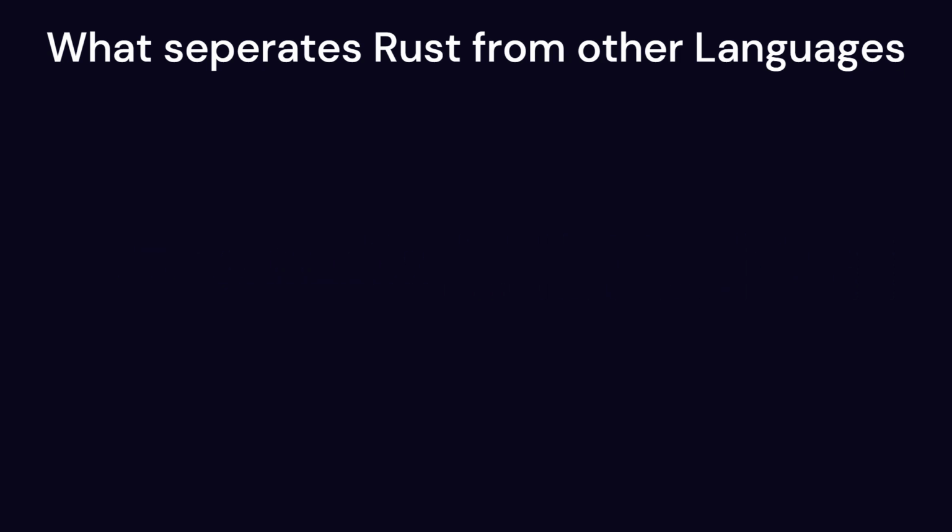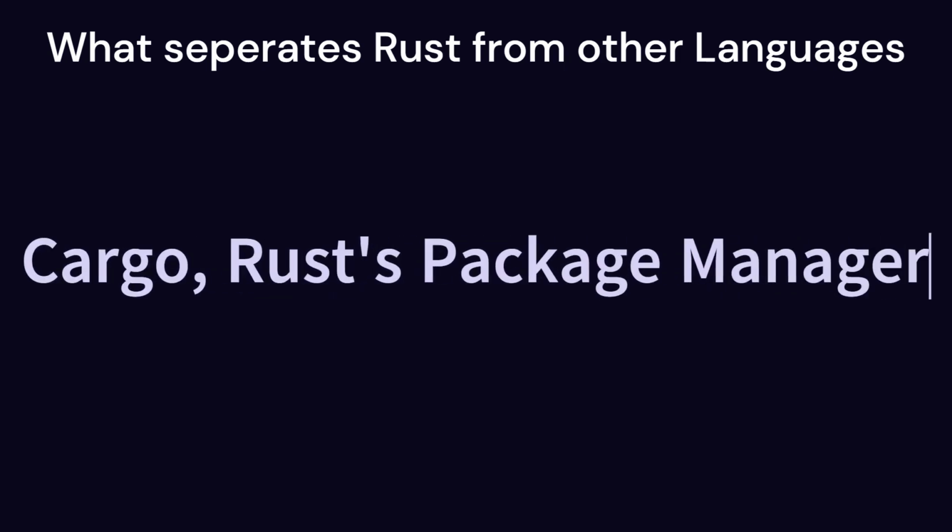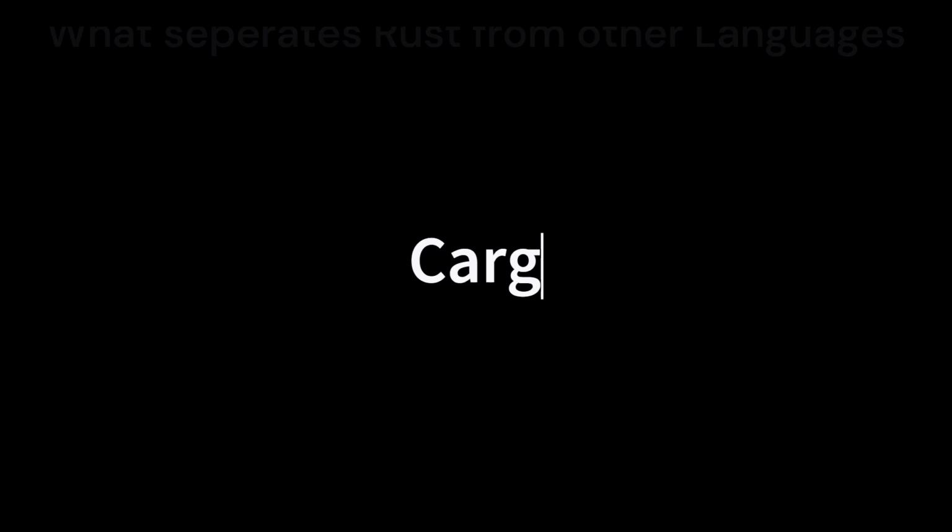Let's check out another feature. It's Cargo, Rust's package manager. Rust also has a package manager called Cargo. Each individual package is a crate. To get started with Rust, install it, then run cargo new from the command line. In the main.rs file, you will find a main function, which is where the program starts executing.